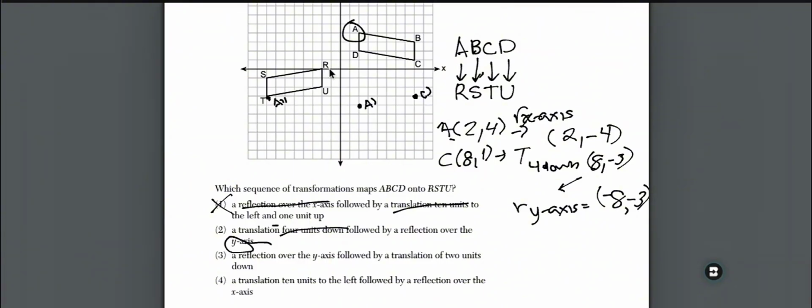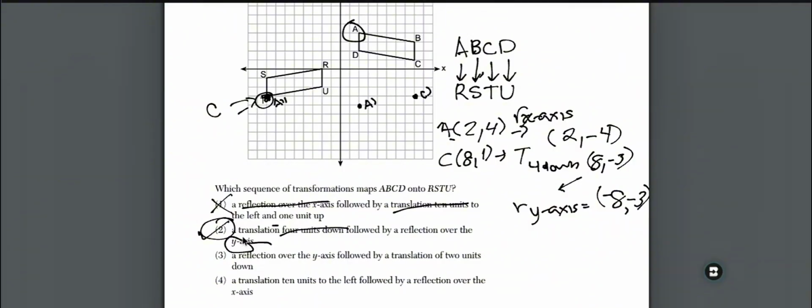So if I go to -8, -3, so it's going to be 8, and then I'm going to go down to 3, so I'm going to land right here at T. I'm going to land right here, which is correct because I know that C maps onto T. So that answer choice definitely works. So I know that my answer choice number 2 works.